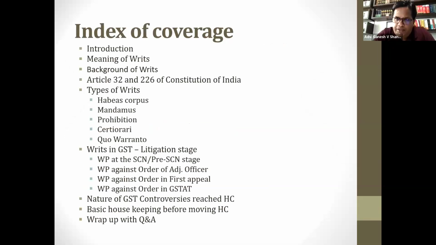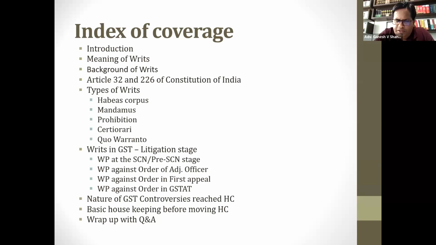My main focus, or epicenter, of this presentation will be to talk about writ remedies with respect to GST litigation or GST matters. But directly going into GST may not be appropriate. So I would like to spend a little bit of time, not much, on the basic aspects, background, and introduction of writs.